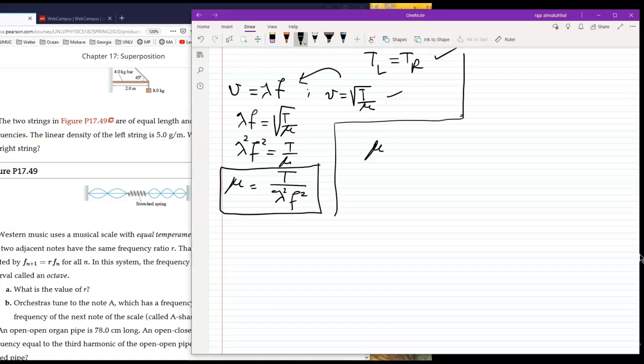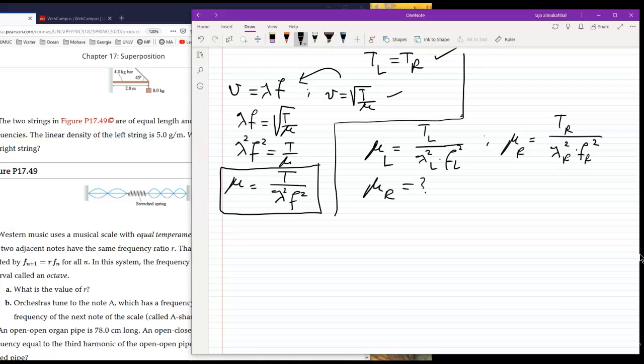Well, what is mu sub L? Mu sub L will be T sub L over lambda sub L squared times frequency sub L squared, correct? And then mu sub R is equal to T sub R over lambda sub R squared times f sub R squared. You see what I'm saying? And I have some ideas about those. Remember, I'm being asked to find mu sub R, and mu sub L is given to me already. How do I do it?